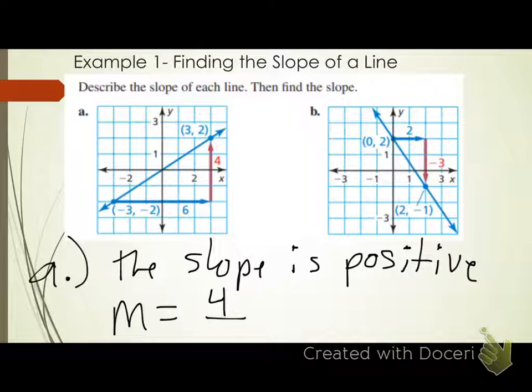Now let's find the width of the triangle. 6. 1, 2, 3, 4, 5, 6. That goes in the denominator of my slope. It's supposed to be positive, right? So I leave it as positive 4 over 6. Can that be reduced any? Yes. What does it reduce to? 2/3. So my slope on letter A is 2 over 3.